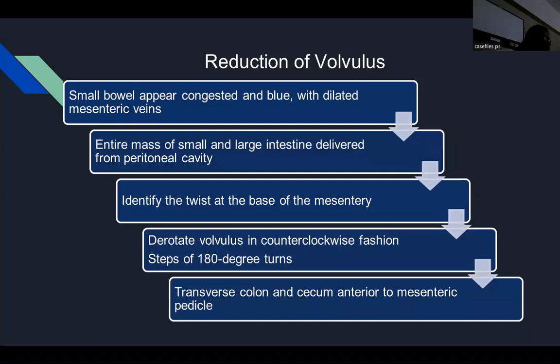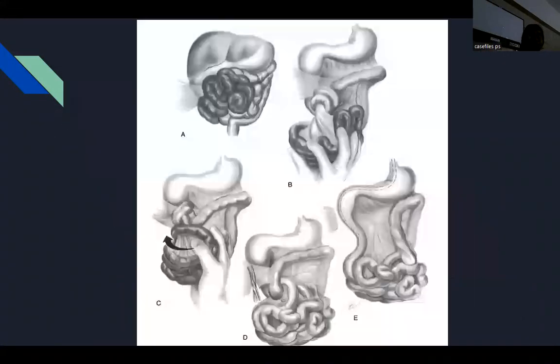Usually 2 to 3 turns of volvulus can be present when they present to us. So the transverse colon and the cecum come anterior to the mesenteric pedicle. So this is the pictorial depiction of the same thing. When we open the abdomen, there can be changes of ischemia in the bowel. So when the mesenteric root is inspected, there can be volvulus. So this has to be derotated in the counterclockwise direction. And after that, the peritoneal bands have to be released until the duodenum is straightened. And then we have to place the bowel back in the abdomen.